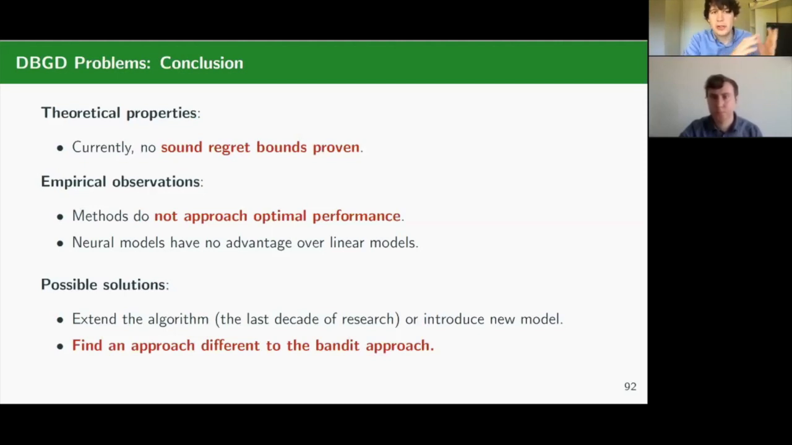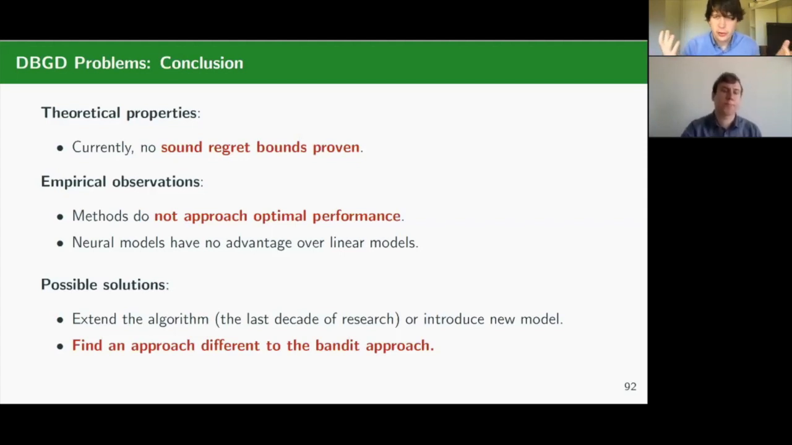These holes in the proof could explain why this is happening, but it could also be that there's even more wrong with the method that we don't know yet. But this is a possible explanation. The question is, how do we move forward, right? We have this method, it doesn't work, but we still want to do online learning to rank.